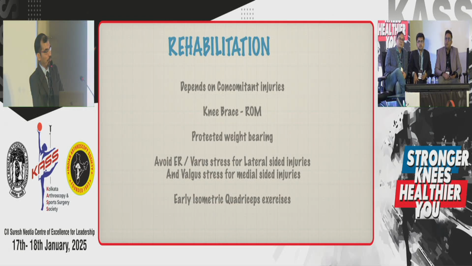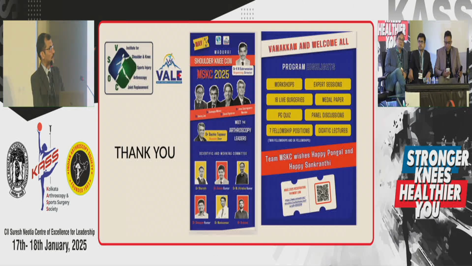With this I finish. The rehabilitation depends on concomitant injuries. A knee brace has to be applied for all multiligament injuries, with protected range of motion and protected weight bearing. Avoid external rotation and varus stress for lateral sided injuries. Avoid valgus stress for medial side injury. Start early isometric quadriceps exercises from day 1 itself in all patients. Thank you. With this I finish this talk.